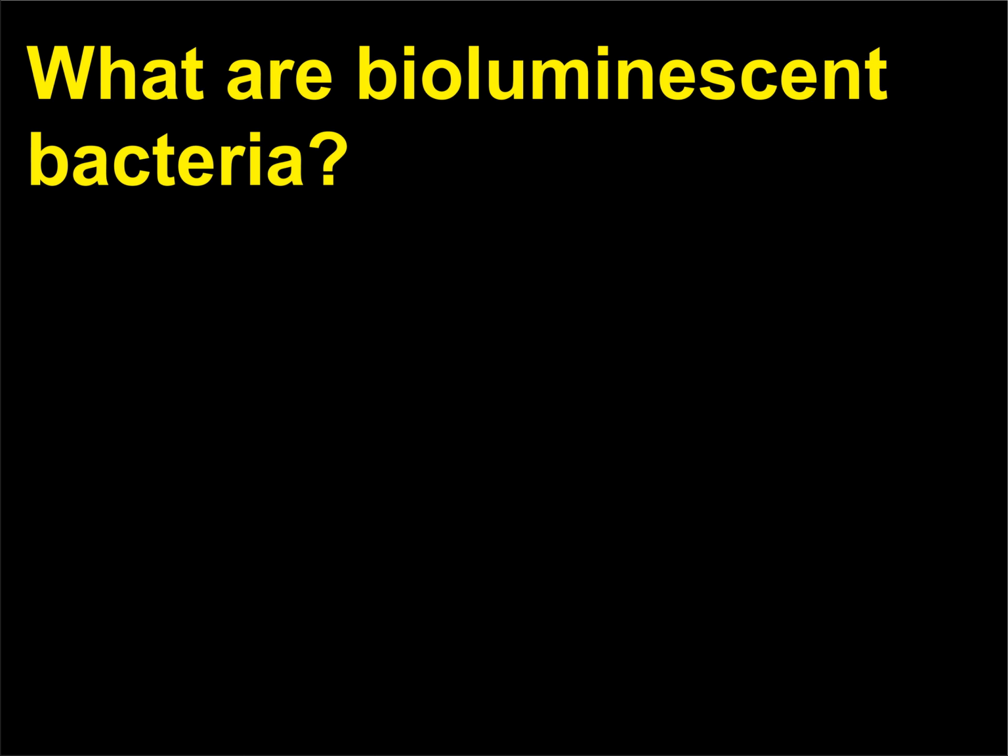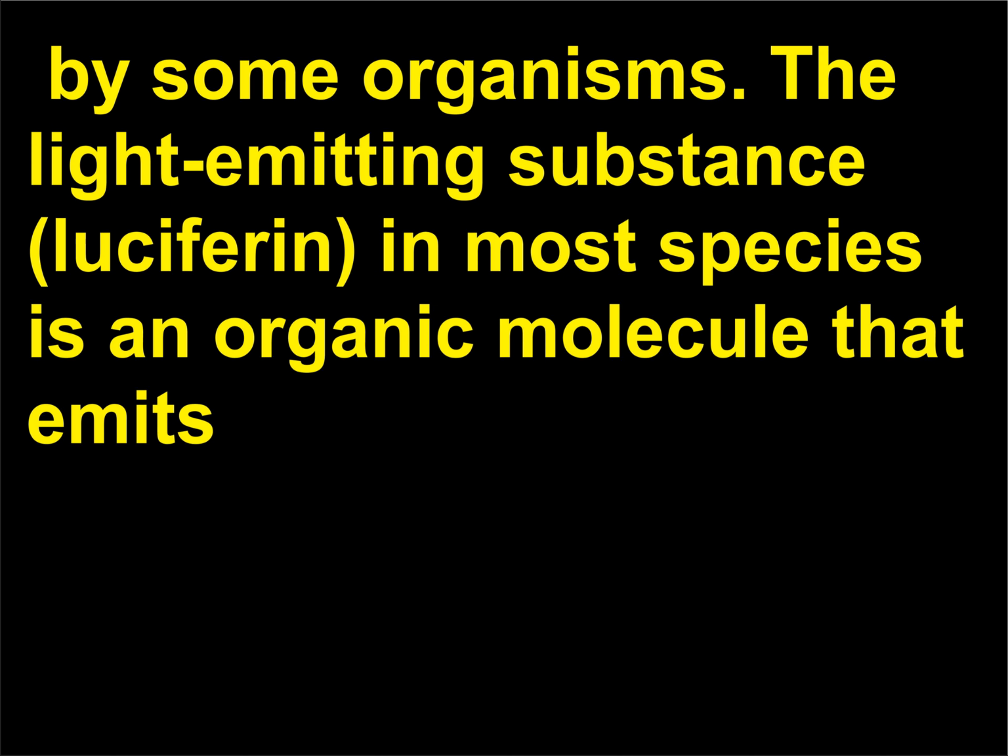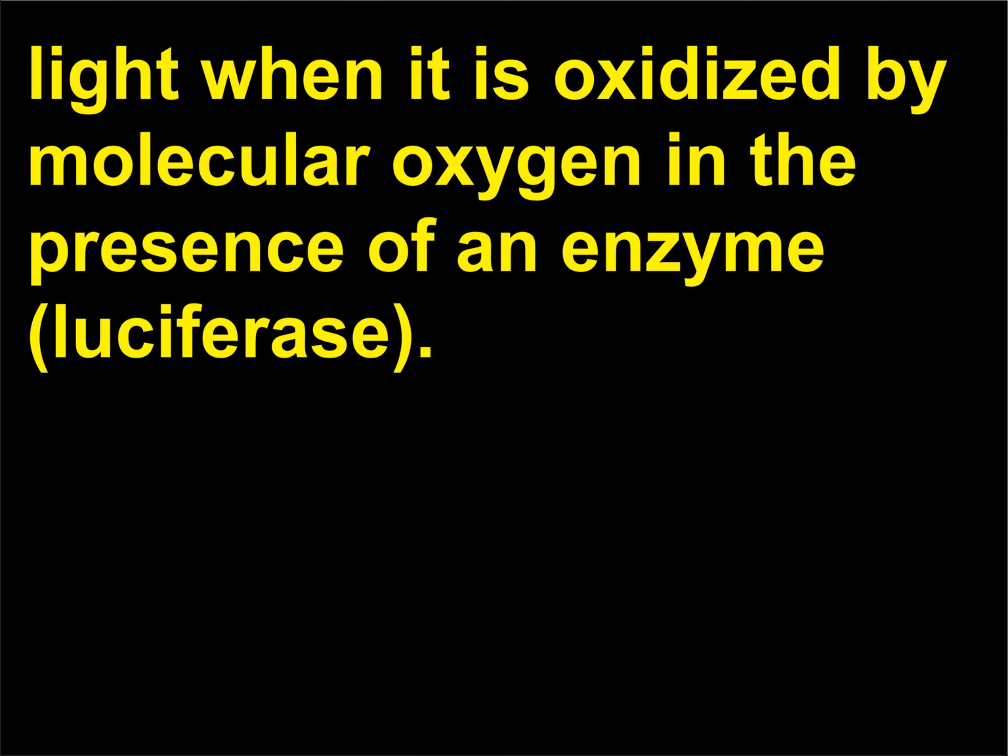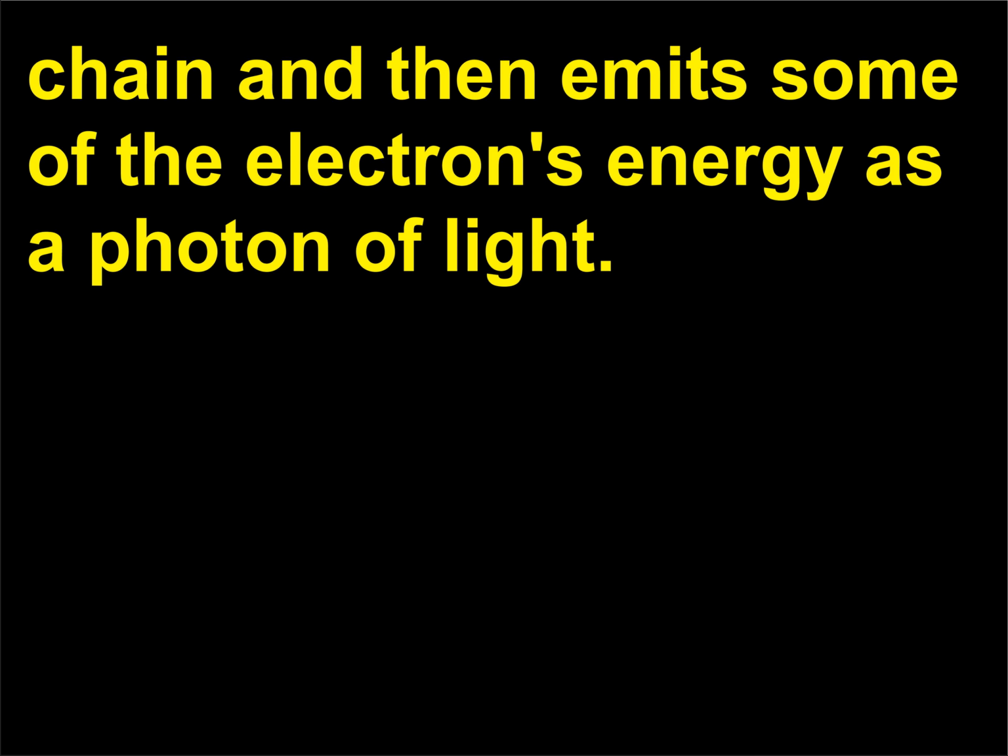What are bioluminescent bacteria? Bioluminescence is the production of light, with very little heat, by some organisms. The light-emitting substance, luciferin, in most species is an organic molecule that emits light when it is oxidized by molecular oxygen in the presence of an enzyme, luciferase. The enzyme picks up electrons from flavoproteins in the electron transport chain and then emits some of the electron's energy as a photon of light.